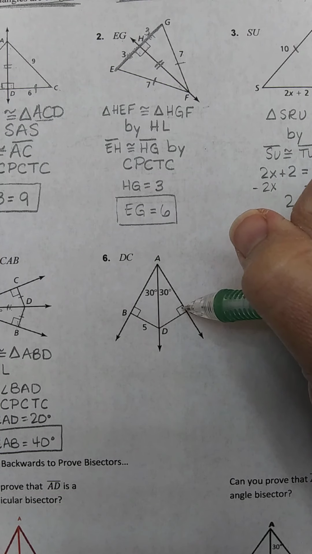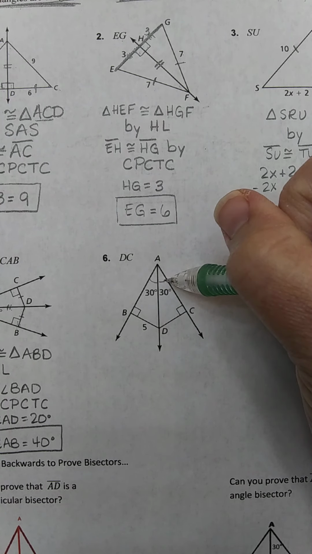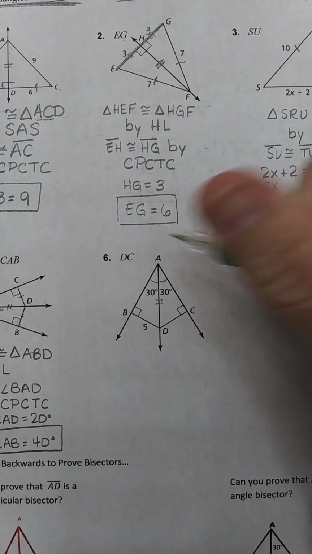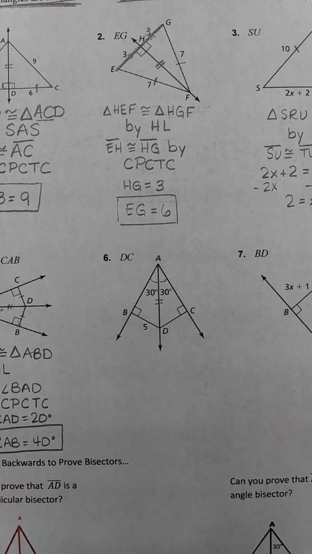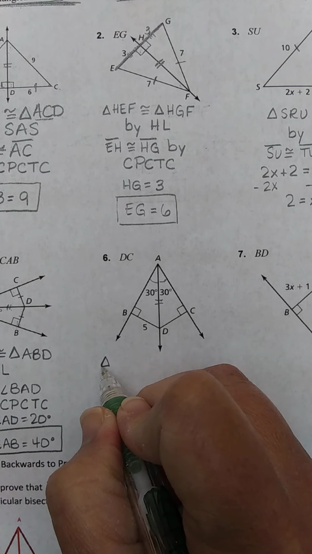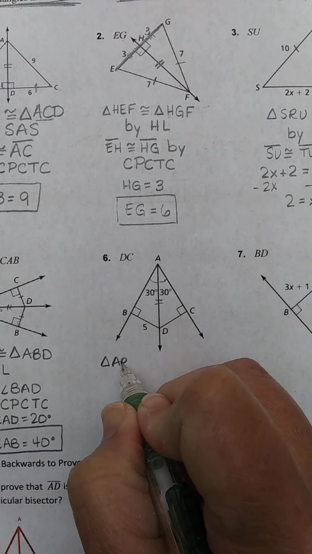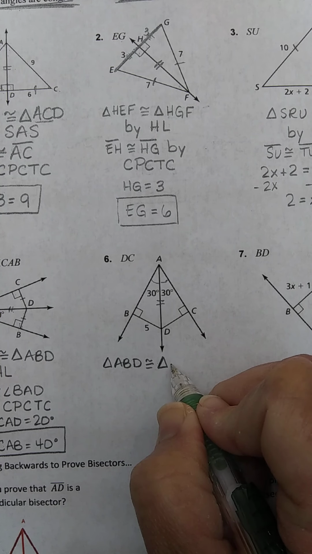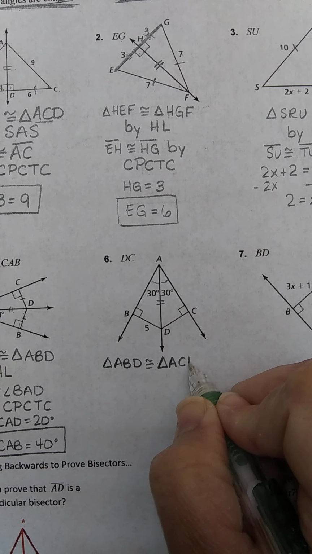We have 90-degree angles marked. We have a 30 degrees here and a 30 degrees here. And then we have the shared side by reflexive property of AD is congruent to AD. So we're going to start with triangles. Triangle ABD is congruent to triangle ACD.